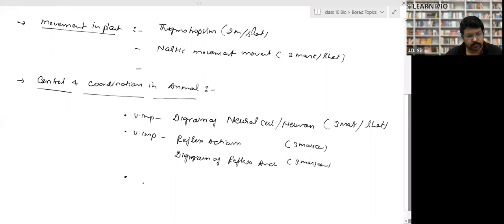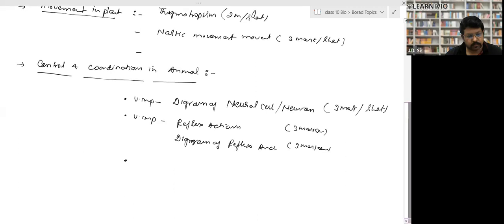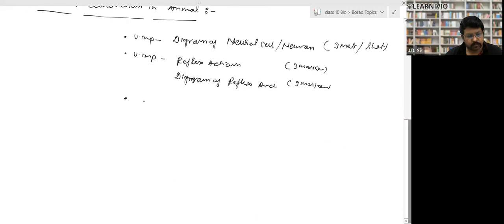When we talk about the human brain, what can be a question? In the human brain, you can be asked the function of the cerebellum. That is the most important. A diagram they won't ask you, because they know that the students are not that smart that they can hardly draw it.